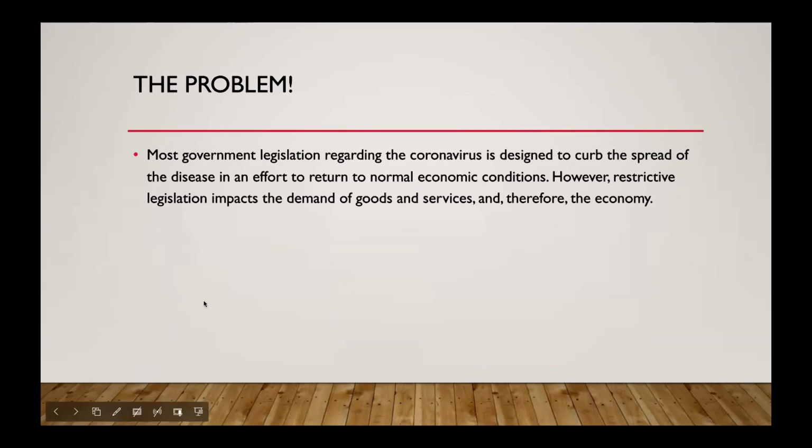So what's the problem? Well, most government legislation regarding the coronavirus is designed to curb the spread of the disease in an effort to return to normal economic conditions. However, restrictive legislation, which could again come into force because of dangers of a second wave, will and has impacted the demand of goods and services, and therefore the economy. And we seem to be trapped in this continuous cycle that we aren't able to break.